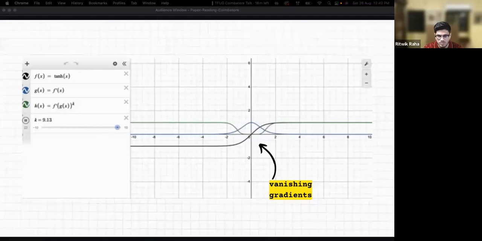And this is something which is called vanishing gradients and exploding gradients. When it goes to infinity, you guessed it, it's exploding. When it comes down to 0, it's vanishing. And what is happening here is basically because of the chain rule.